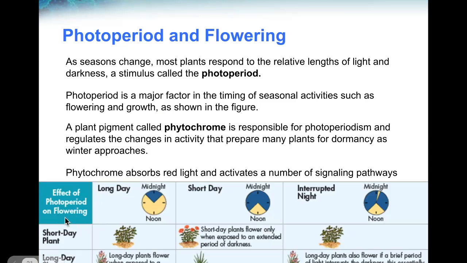So, the effect of photoperiod on flowering: a short-day plant is not affected by a long day. A long-day plant flowers when exposed to a short period of darkness. Short-day plants respond to a short day, flowering only when exposed to extended periods of darkness. There is no effect on a long-day plant. With an interrupted night, there is no effect on a short-day plant, but a long-day plant will also flower if a brief period of light interrupts the darkness. This essentially divides one long night into two short nights.